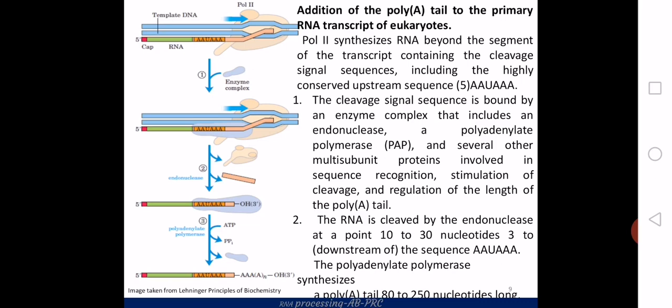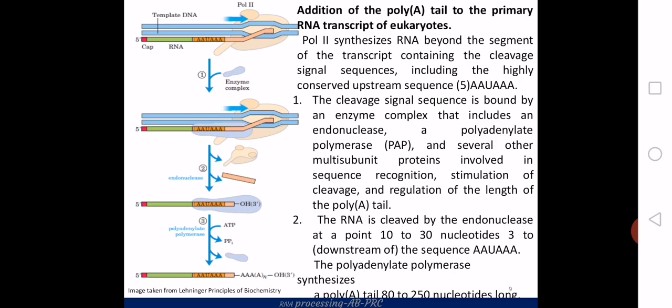And now we are moving into the mechanism of the polyadenylation process. As already said, there is addition of around 80 to 250 nucleotides to the 3' end, and we know that the addition of these adenine residues occurs at the 3' end.